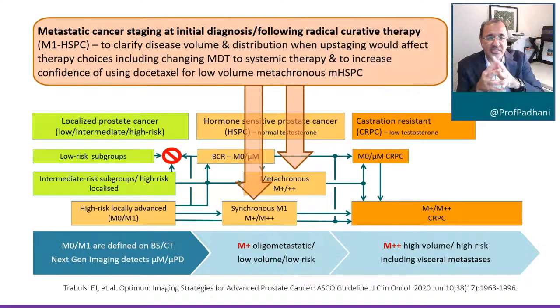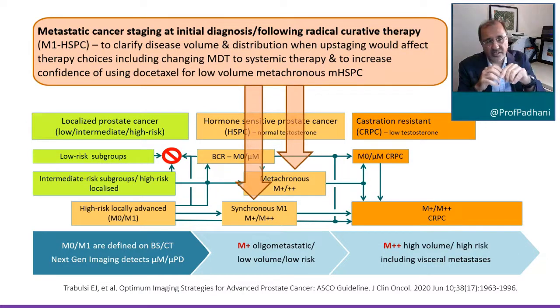Now, hormone-sensitive metastatic disease can either be at the time of the initial diagnosis, in other words, synchronous metastatic disease, or it can occur some time after definitive primary therapy, either radiotherapy or a prostatectomy, in which case it's called metachronous. And it can either be low volume or high volume. So what about the use of next generation imaging technologies in this condition?